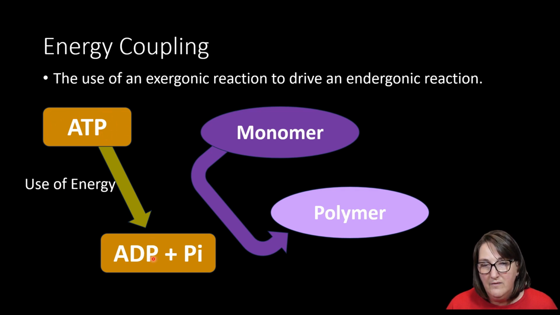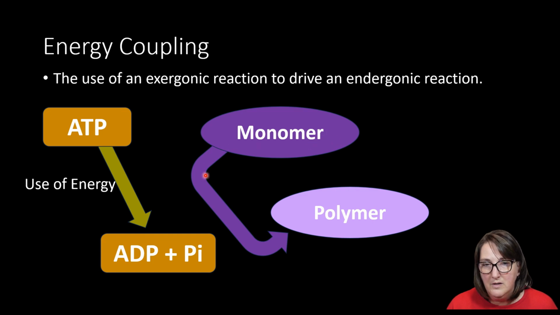And one of these phosphates is going to leave, and then I'm going to have ADP and one inorganic phosphate. That Pi, that I is inorganic phosphate. And this energy is going to be enough to put something together. So I have a monomer. Remember, a monomer could be glucose, it could be amino acids, it's one little piece of one of those macromolecules.